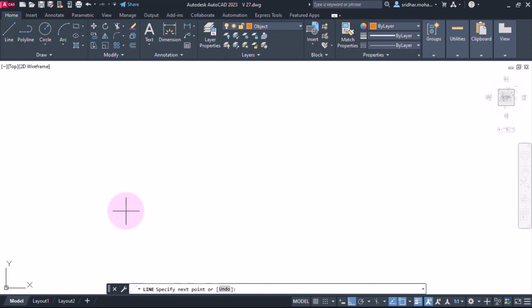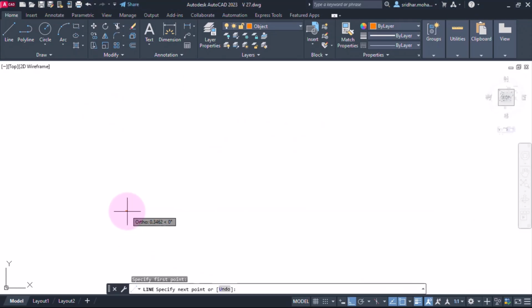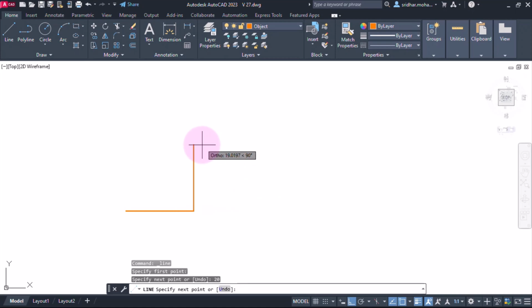Now I select any place in the graphics window. So now I select this place and just move the cursor in whichever direction I need. So as per our drawing, I start from this place. From this point to the right side, I need to move 20 mm. So this is my starting point, and I want to move to the right side. So directly you type the value 20 and press enter. So automatically we get the line. See.